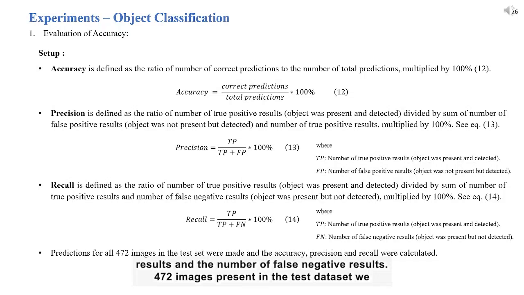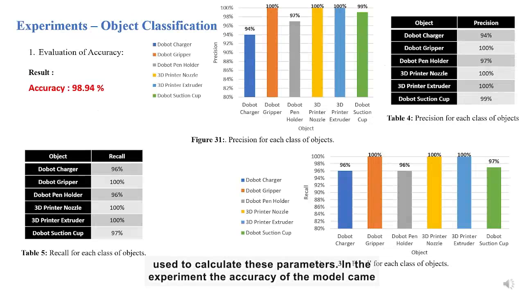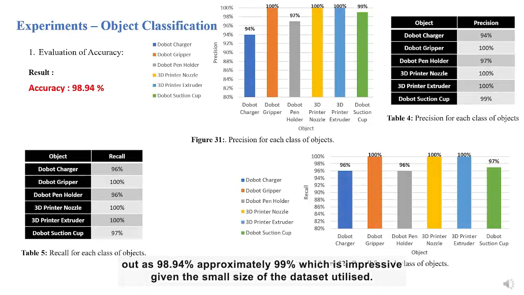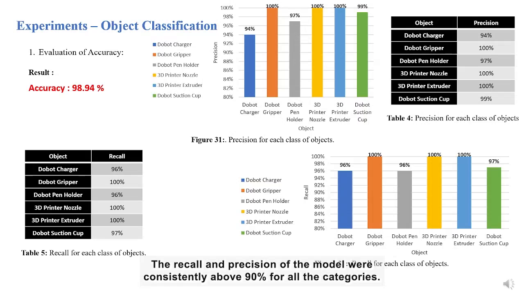472 images present in the test dataset were used to calculate these parameters. In the experiment, the accuracy of the model came out as 98.94%, approximately 99%, which is impressive given the small size of the datasets utilized. The recall and precision of the model were consistently above 90% for all the categories.